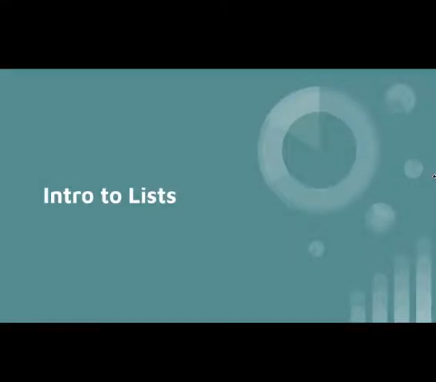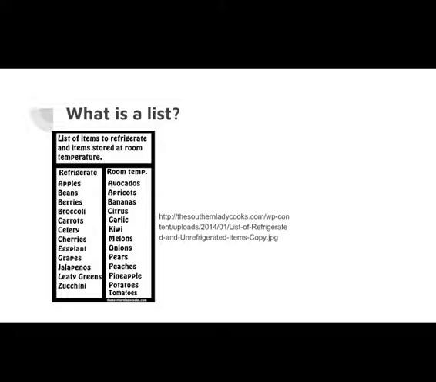So in this video we're going to go over a brief introduction to a list. So what exactly is a list? Well, a list is nothing more than just a collection of individual items of the same type. So exactly how is this different from an array?